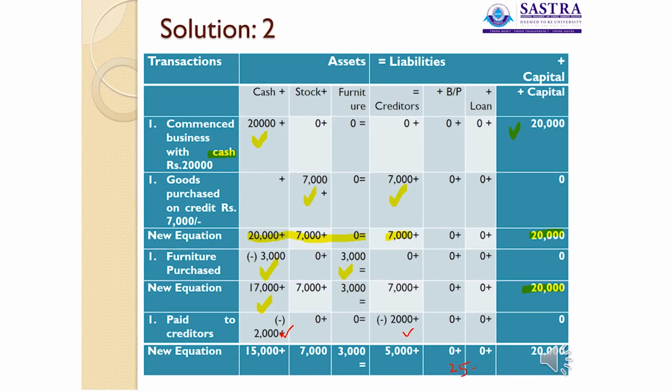Accounting equation, the liability side is 25,000. Here 15,000 plus 10,000, 25,000. So here in the accounting equation, assets 25,000 is equal to liabilities 25,000. Now the accounting equation is proved.